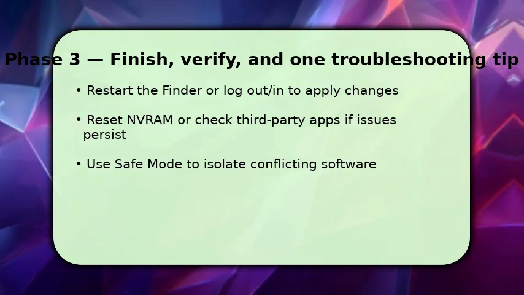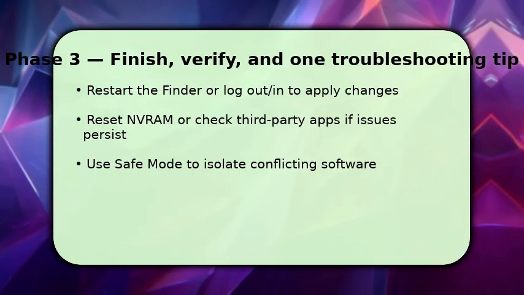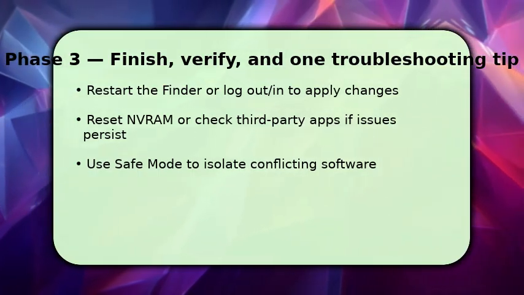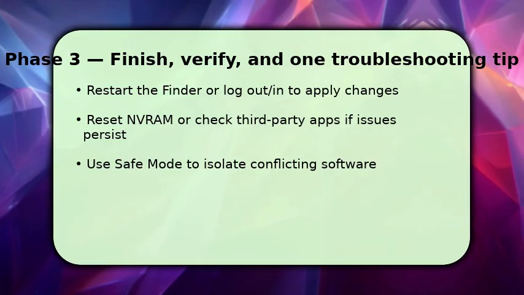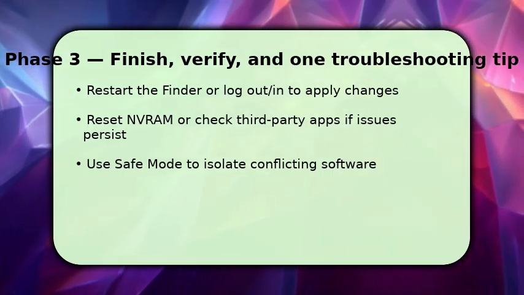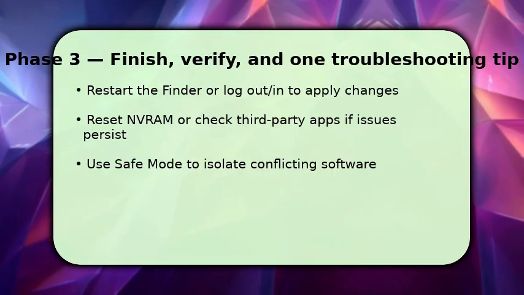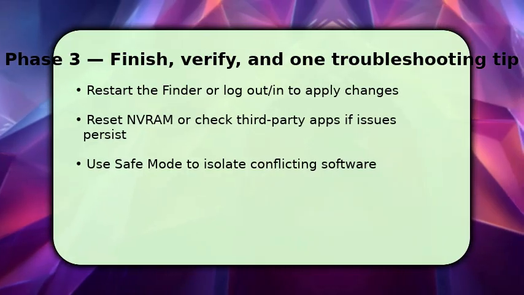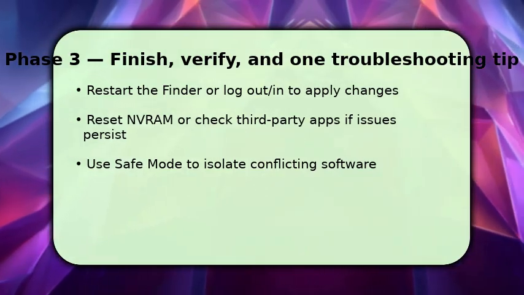If the bar still stays visible, check for third-party utility apps that manage menus and quit or uninstall them. As a deeper step, reset NVRAM or boot into safe mode to see if the problem disappears. This isolates software conflicts. If safe mode fixes it, remove recently added apps, and then restart normally to confirm resolution.